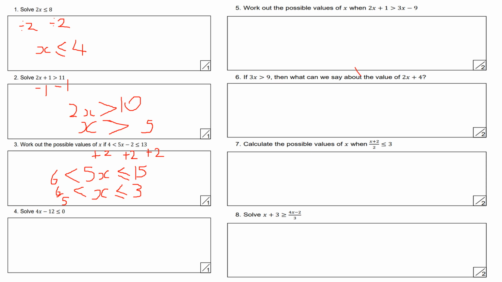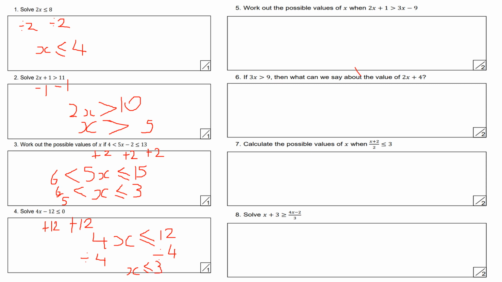Question number 4, solve this inequality. I'm going to add 12 to both sides of my inequality to balance it. So I have 4x is less than or equal to 12. Dividing both sides by 4, to isolate and get x by itself, we get that x is less than or equal to 3, guys.